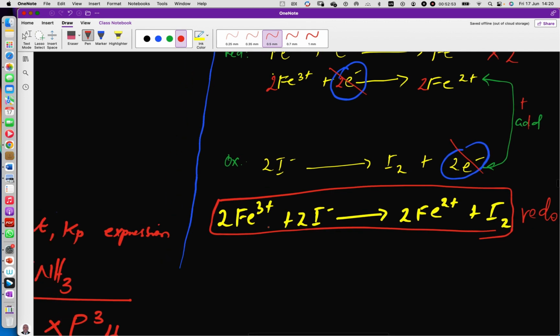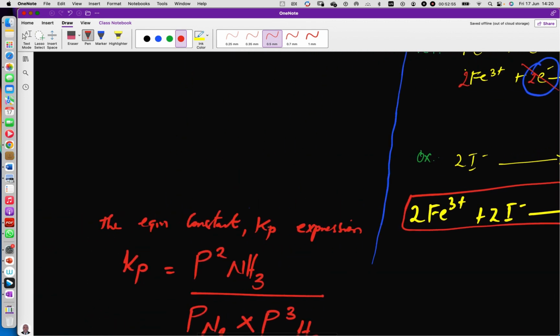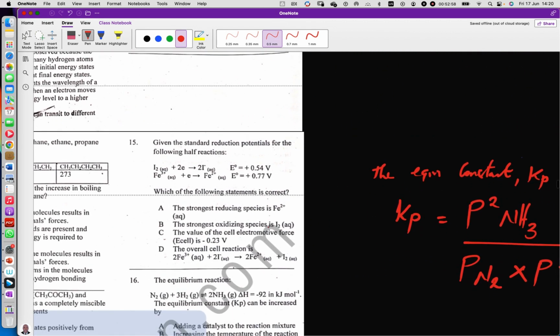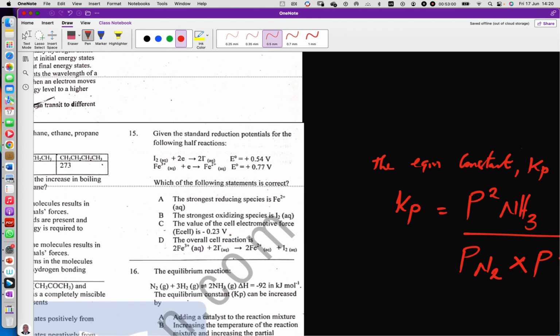This is the reaction. And if we take this equation to our answer column, this is the equation at our answer column. We have 2 iron(III) plus 2 iodide to give 2 iron(II) plus iodine. And this is the equation that we are saying.